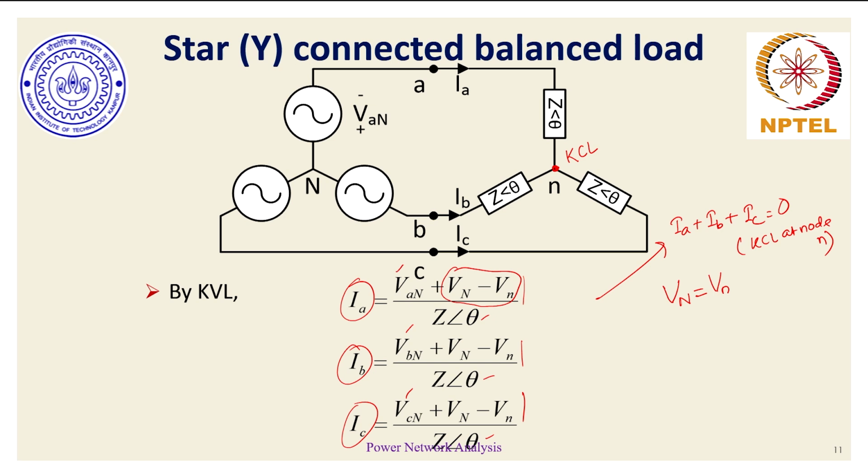Why does this have to be true? Because VAN, VBN, VCN are all finite quantities. It's a source voltage. The impedance is also finite, it's not zero, so it's a finite load. And IA plus IB plus IC can be 0 only when this neutral voltage is equal to 0.